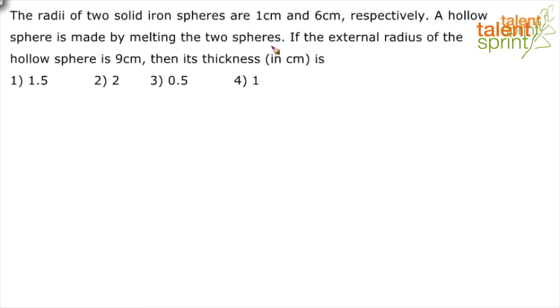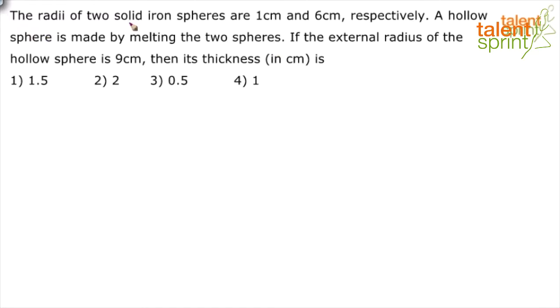You know what happens in such cases, right? The volume remains constant. So keeping the volume constant, try to find out what will be the thickness of the hollow sphere if the external radius is 9 centimeters. 1 minute should be more than sufficient for this, and your time starts now. Okay, so Saurav and Harishankar have got the answer. They say it should be option 4, 1 centimeter. Okay, time is up. Let's solve this now.